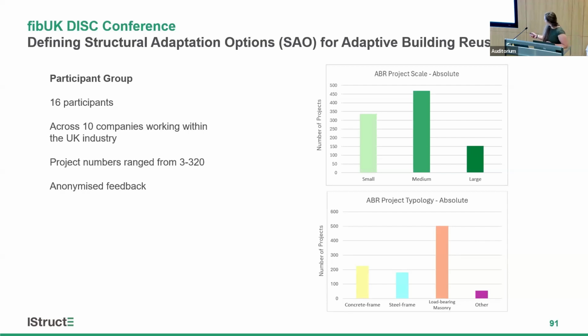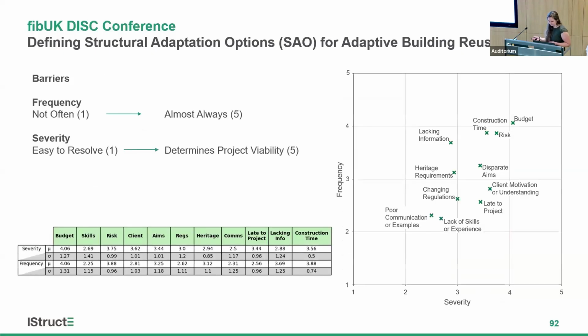You can also see here a relatively high number of load-bearing masonry buildings. This is something we discussed in the workshop, and we generally attributed it to the prevalence of that building type here in the UK, as this was UK focused, and also the age of them, lending load-bearing masonry buildings to come up quite often for adaptive building reuse.